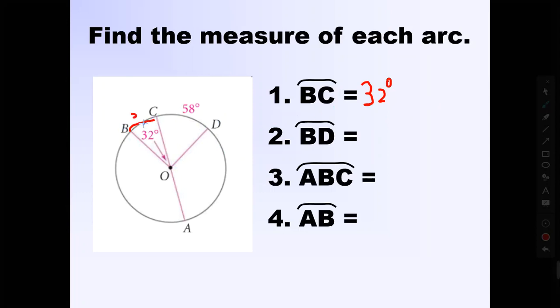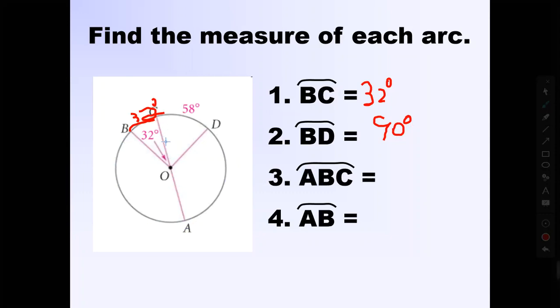Let me write it down. 32 degrees. The CD is 58 degrees. So BD will be adding BC and DC, so that will be 90 degrees. So next one, part three, they ask you for ABC.